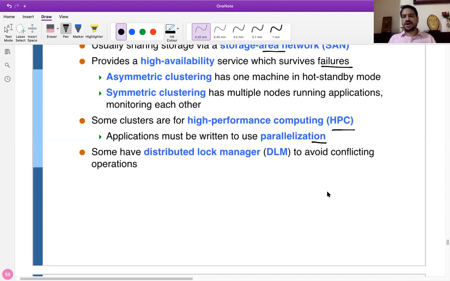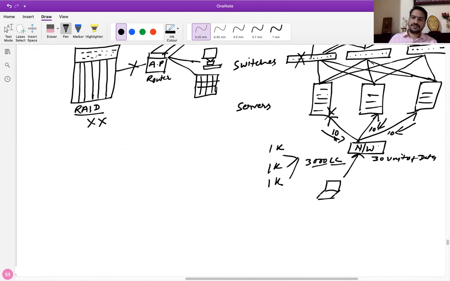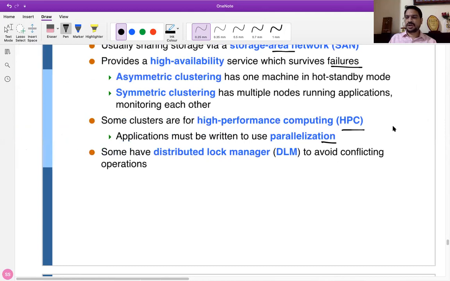Some clusters have a distributed lock manager to avoid conflicting operations. So in some architectures, we have a distributed lock manager, which will look for conflicting operations. Let's say we have many requests coming from different clients, and they all require the same data, all working on the same data. So this distributed lock manager will look after the conflicting requests. If only one shared data item is requested for manipulation, it is not going to provide it to all.